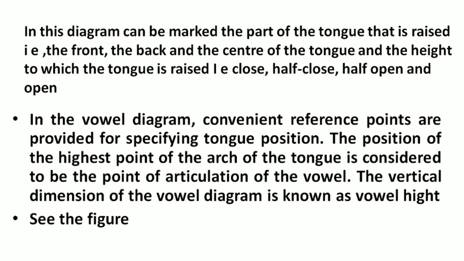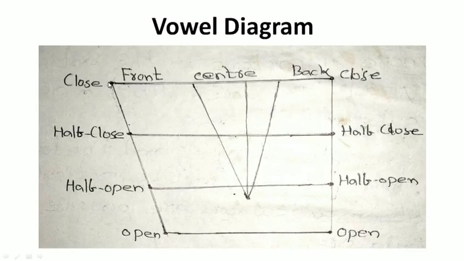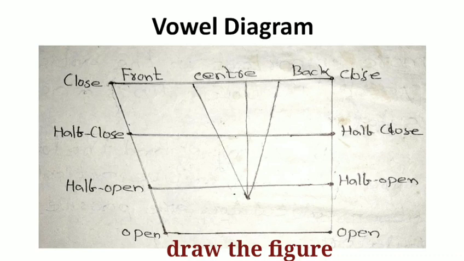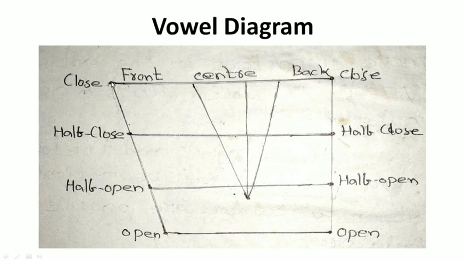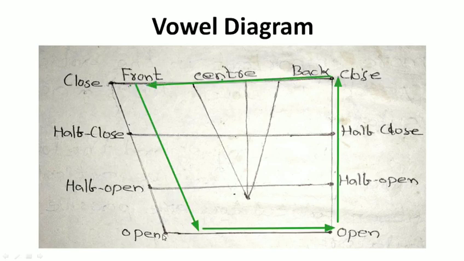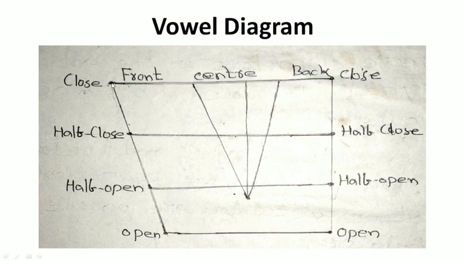Vertical dimension of the vowel diagram is known as vowel height. We will see the figure. This is the vowel diagram that you have to draw, a figure like this. You have to start from here. This is a slight line. Then this is horizontal. This is vertical, this is vertical, and again this is horizontal.